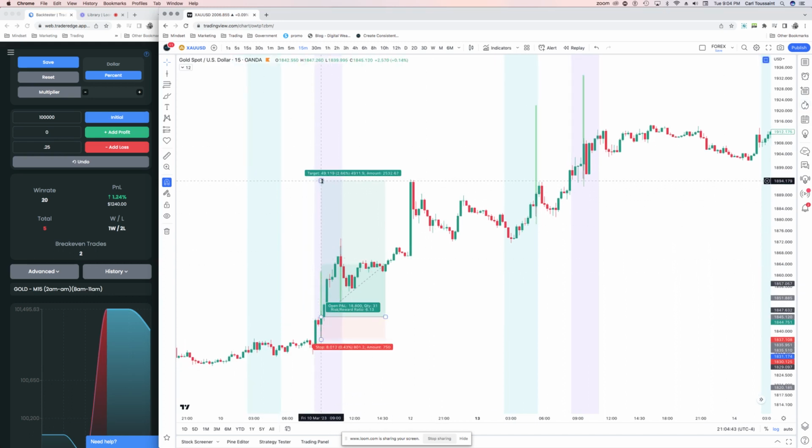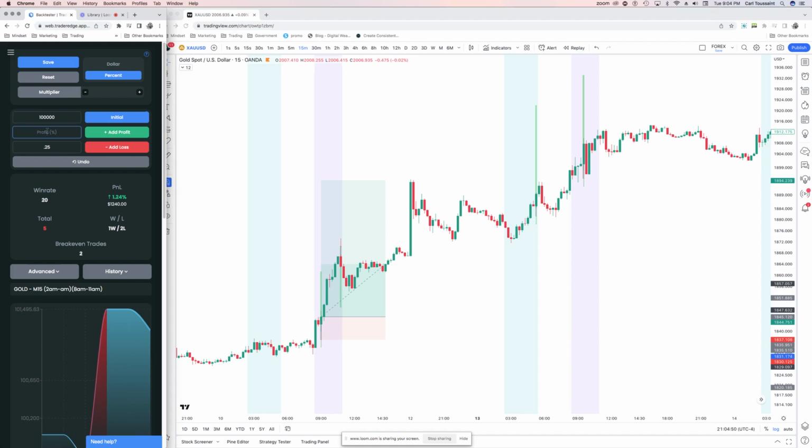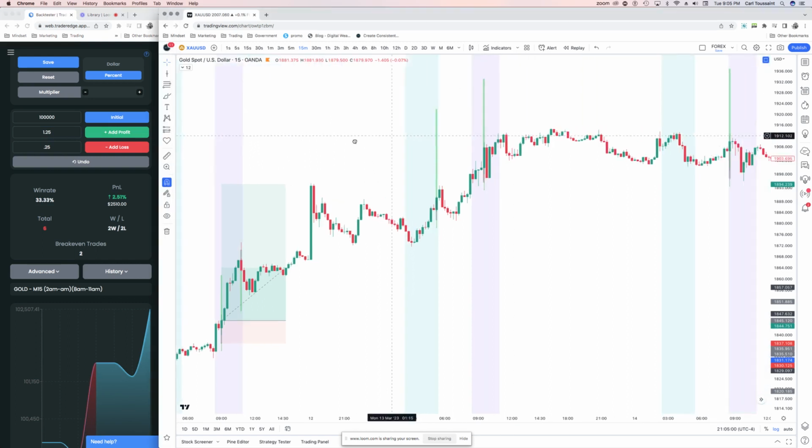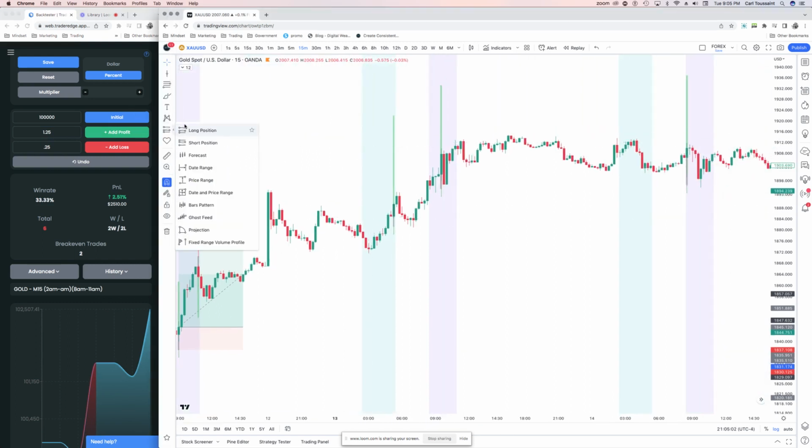So this went to take profit 6 before it pulled back significantly enough. So I'm going to do 5, right? 0.25 times 5. So we have 1.25 added profit. Okay. Next trade.